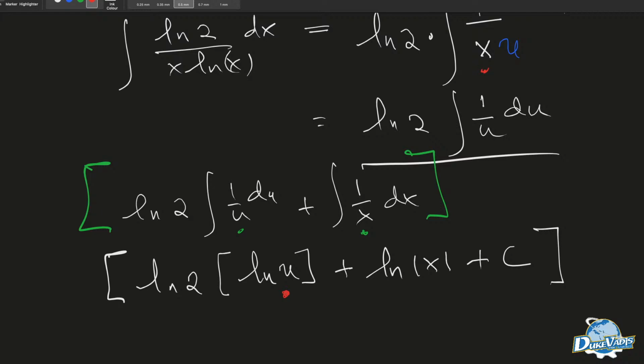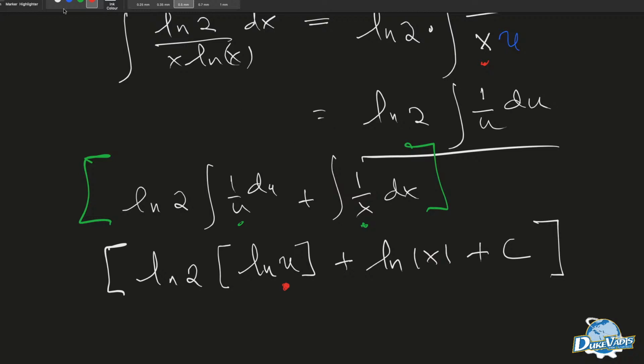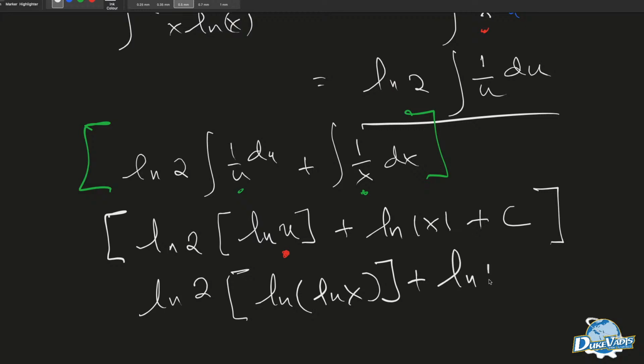So what do we do? We have to find something to replace the u. But we shouldn't forget that we said over here, let u be equal to natural log of x. So then we'll put u to be natural log of x into our answer. So now this is going to be natural log of 2 into bracket natural log of x, plus natural log of absolute value of x plus c. So this is the answer.